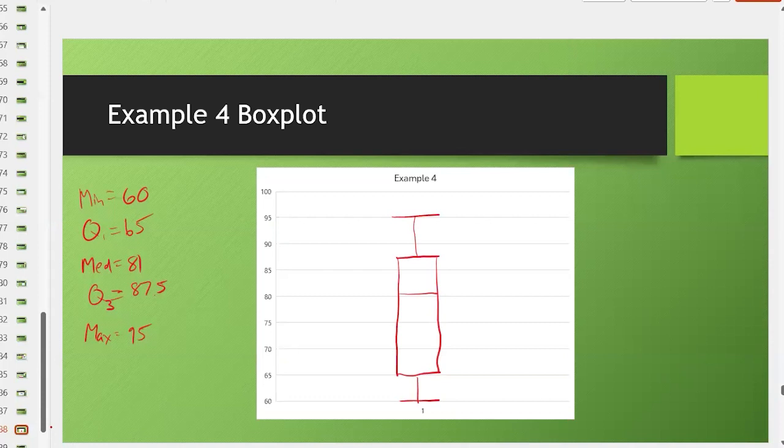You can see 25% of the data is here, 25%, 25%. I wrote that very badly, 25%, and so on.